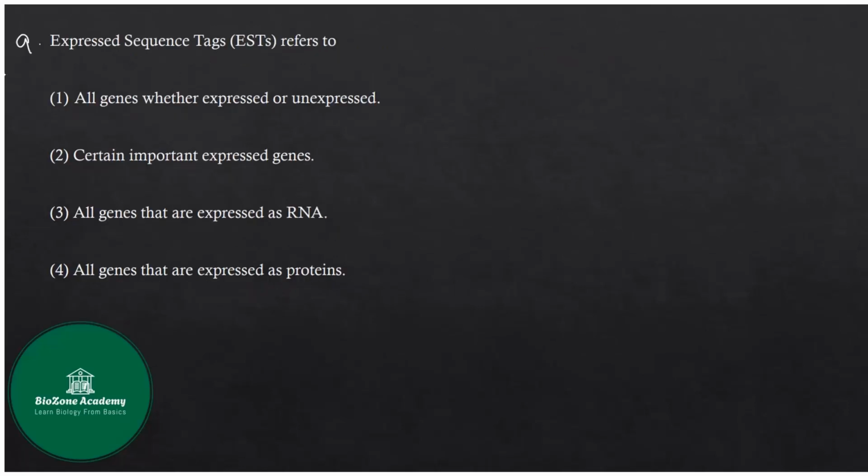Expressed sequence tags, EST, refers to what? Option number 1, all genes whether expressed or unexpressed. Option number 2, certain important expressed genes. Option 3, all genes expressed as RNA. Option 4, all genes expressed as proteins. So the correct answer is option number 3.